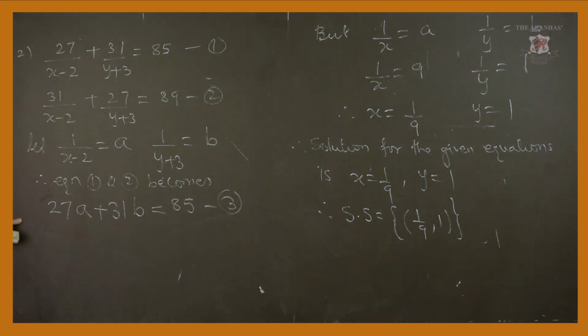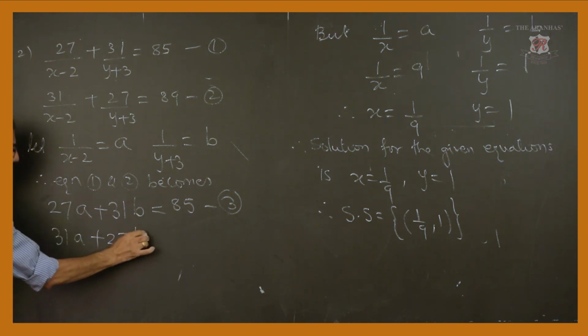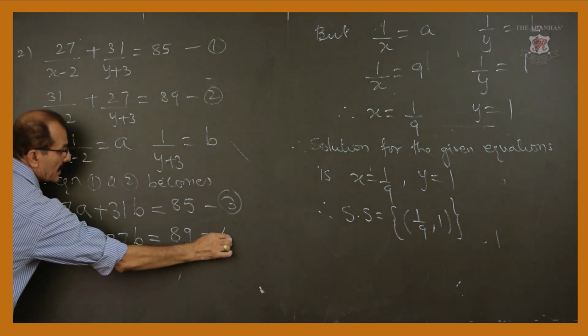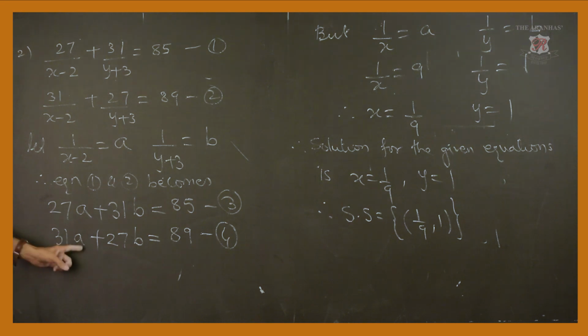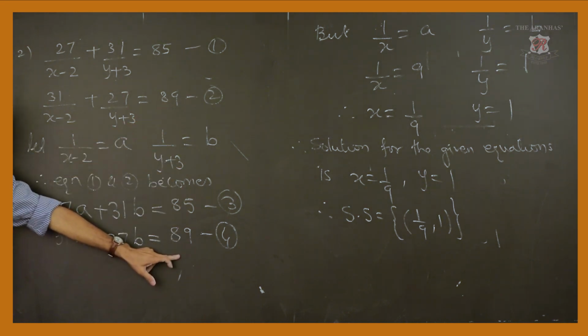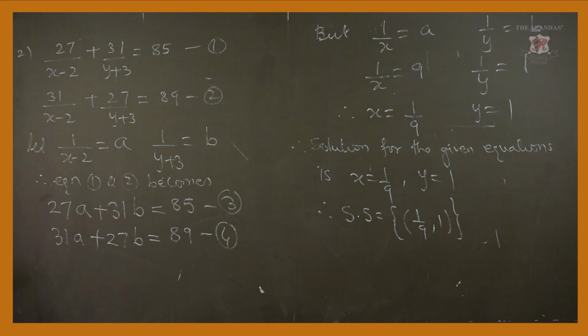See equation number 2, how does it get reduced now? Now 31, 1 upon x minus 2 means A. So 31A plus 27B is equal to 89. Equation number 4. I hope this is clear. I told you 31 as it is, 1 upon x minus 2 is A, 27 as it is, 1 upon y plus 3 is B and is equal to 89. Now these two equations are linear equations and you can solve them simultaneously. It's up to you now, but you see that I had explained to you this type.